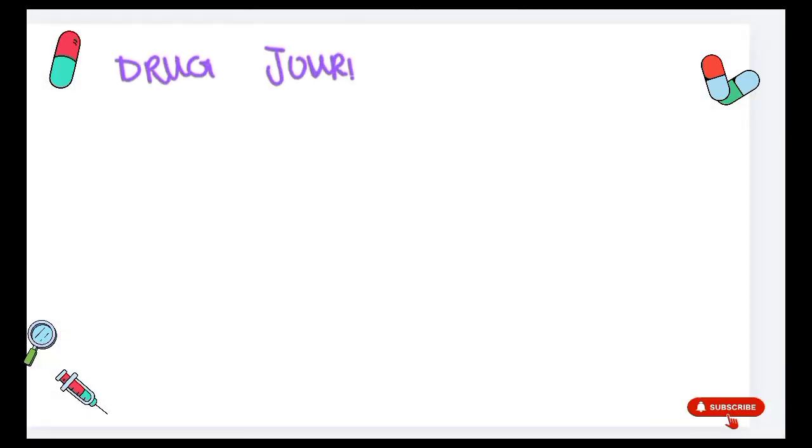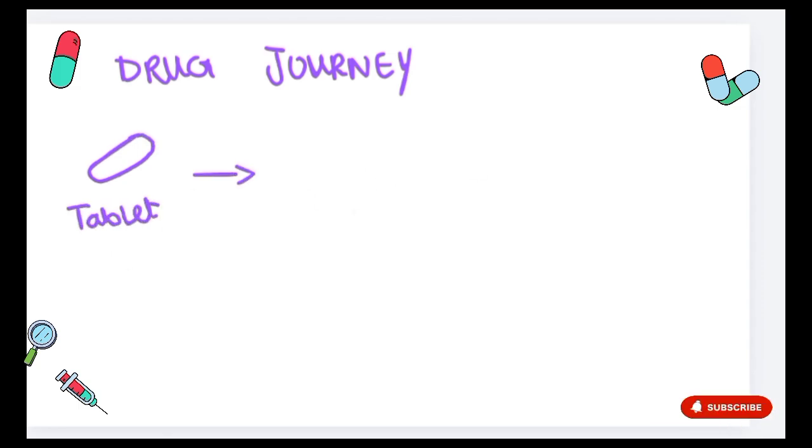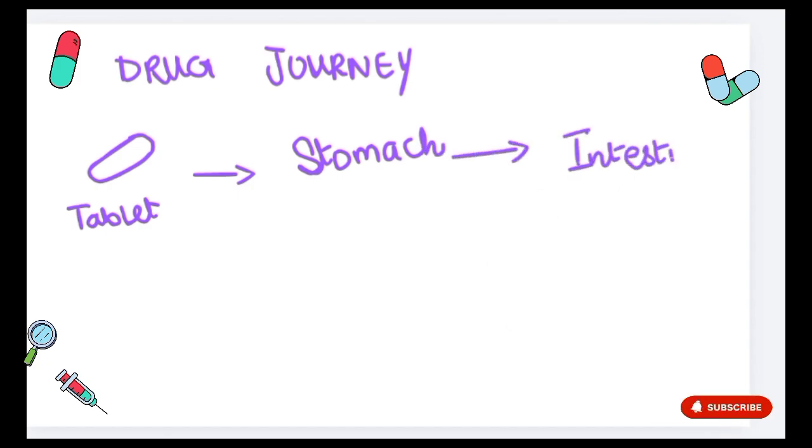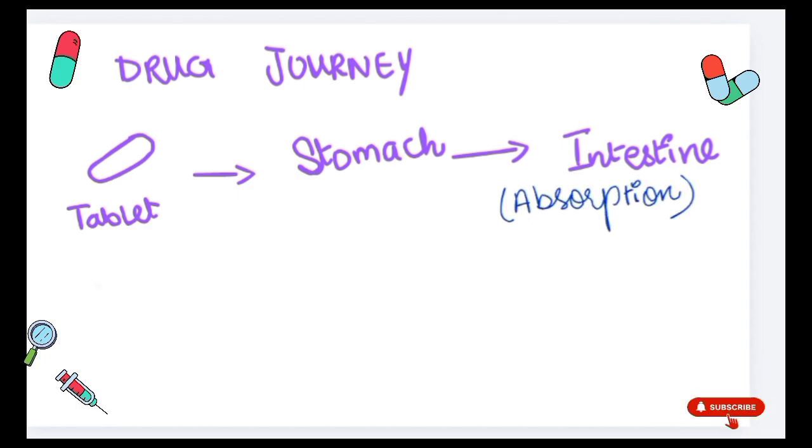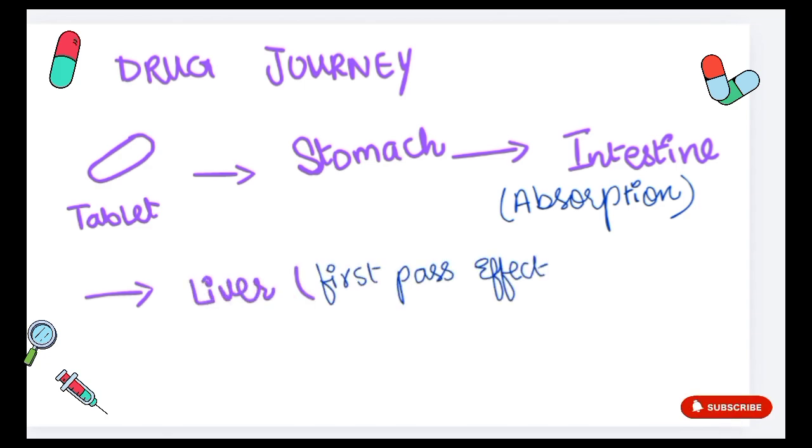Now we are going to see the drug journey. We take a drug via mouth. For example, a tablet is swallowed. It must first dissolve in the stomach and then be absorbed by the intestine into the blood and reach the liver. The liver metabolizes part of the drug, and this is called the first pass effect. We will see the first pass effect in another video.